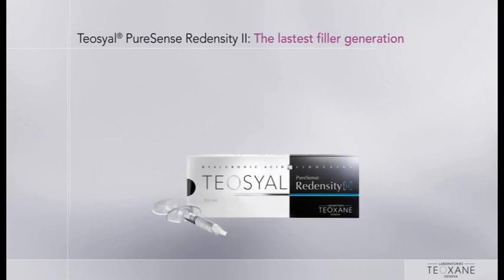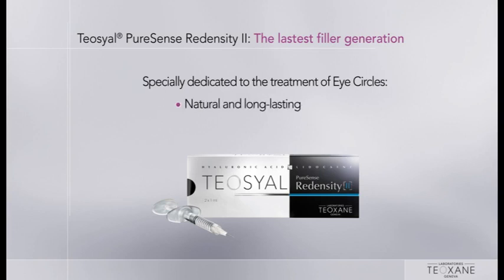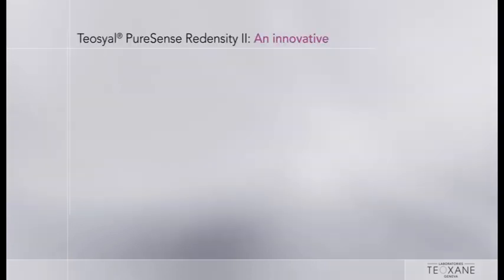Redensity 2 is the latest generation of fillers designed by Teosyal Laboratories R&D department. Redensity 2 is a different hyaluronic acid-based injectable gel, specially dedicated to the treatment of R circles with a natural, long-lasting correction and an excellent clinically proven tolerance. The innovative and synergistic 3-in-1 formula of Redensity 2 combines different ingredients: a semi-cross-linked hyaluronic acid at 50 mg.